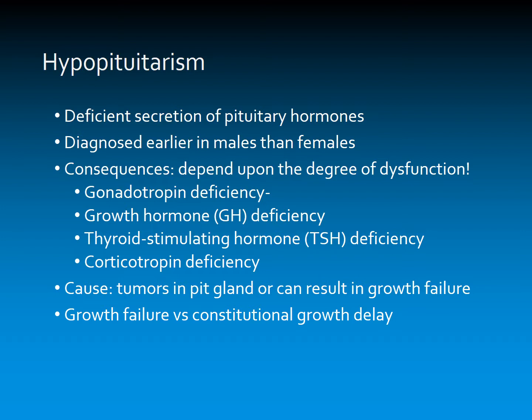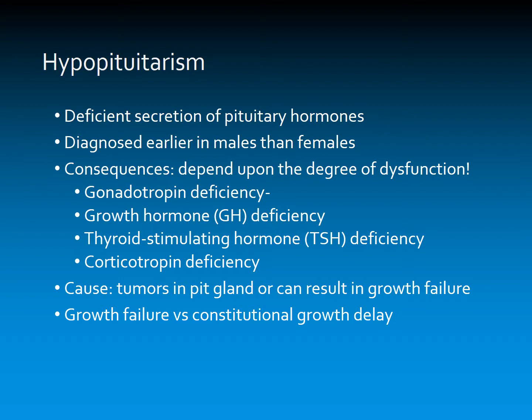All right, hypopituitarism is a big one because it's basically a deficient secretion of pituitary hormones. It is diagnosed earlier in males than females because they are often referred for short stature. The consequences depend on the degree of the dysfunction. Gonadotropin deficiency is the absence or regression of secondary sex characteristics. Growth hormone deficiency is going to equal slowed somatic growth. TSH deficiency is going to result in hypothyroidism, and corticotropin deficiency is going to result in adrenal hypofunction.